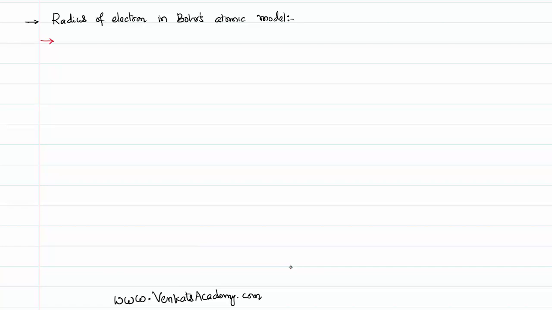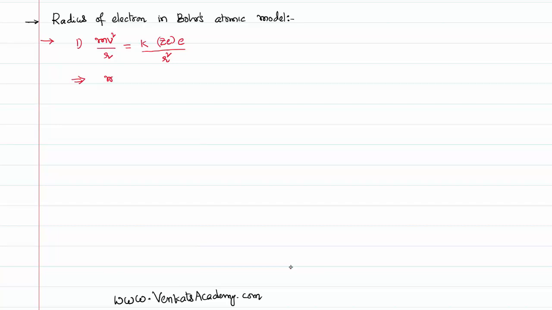The first point he said is that the centripetal force of an electron revolving in an orbit, mv square by r, is the electric force between the nucleons, that is protons, and the electron. So 1 by 4 pi epsilon naught is a constant, which we are calling K. Ze is the charge of the protons inside the nucleus, e is the charge of an electron, by r square. That's the first concept of Bohr's atomic model.